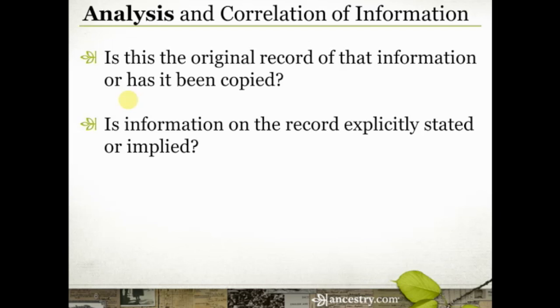Another question that I ask as I go through this analysis process is, is information on the record explicitly stated, or is it just implied? Sometimes we get so familiar with these records, or we have preconceived notions. We have ideas in our head of what somebody's name should be or what their birth date should be, that we look at this information and we sometimes draw conclusions when the information is not explicitly stated on the record. And a simple example of this, again, is the census.